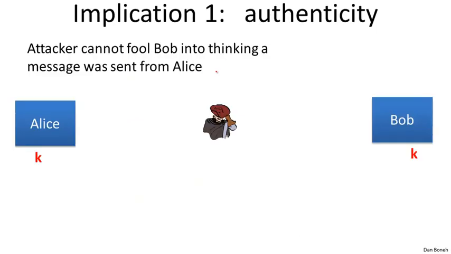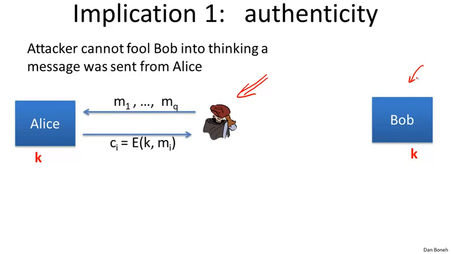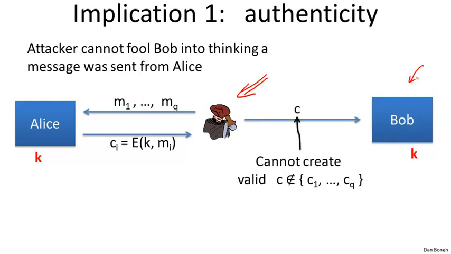So I want to mention two implications of authenticated encryption. The first I'll call authenticity, which means that basically an attacker cannot fool the recipient Bob into thinking that Alice sent a certain message that she didn't actually send. So let's see what I mean by that. Here the attacker basically gets to interact with Alice and get her to encrypt arbitrary messages of his choice. So this is a chosen plaintext attack. And then the attacker's goal is to produce some ciphertext that was not actually created by Alice. And because the attacker can't win the ciphertext integrity game, he can't do this.